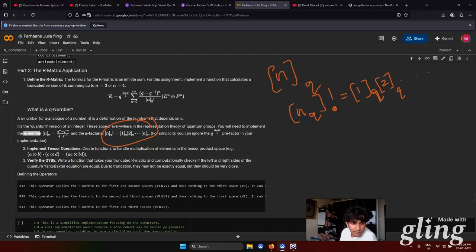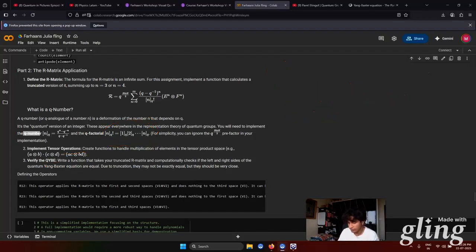Yes, we will be explaining what a tensor operation is. And then, finally, we'll be writing our Yang-Baxter equation. Now, a little thing I want to go to before we jump right in is I want to explain what the Yang-Baxter equation is.